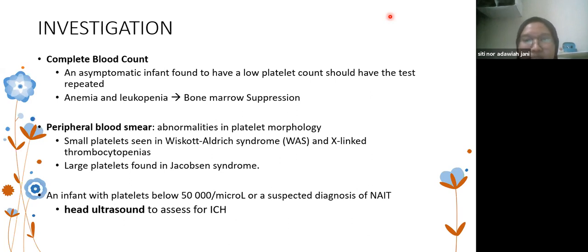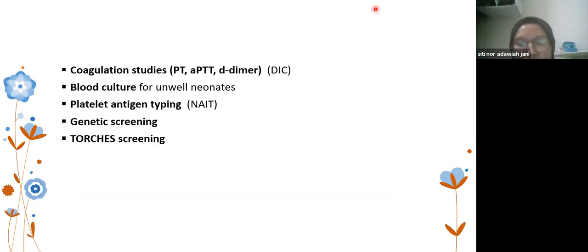But if we suspect that the patient has other disease, we can do a peripheral blood smear to look for any abnormalities in platelet morphology. And an infant with platelets below 50,000 per microliter, or if we suspect a diagnosis of NAIT, we should do a head ultrasound. Next slide. And also do a coagulation study if we suspect DIC, blood culture for unwell neonates, platelet antigen typing in NAIT, and if there is any physical abnormality, we can do genetic screening and also TORCH screening.